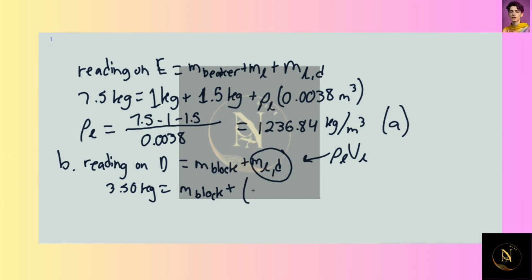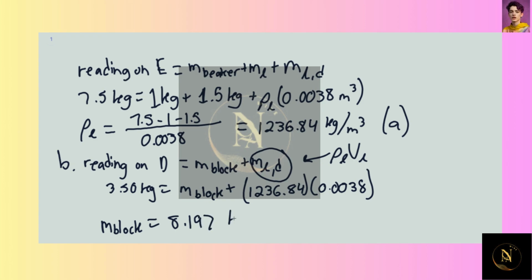Here, it's going to be 1,236.84 times 0.0038. Solving for this, we know that the mass of the block is going to be 8.197 kilograms. Then the question for part B asks us, what is going to be the reading on scale D if block A is pulled?